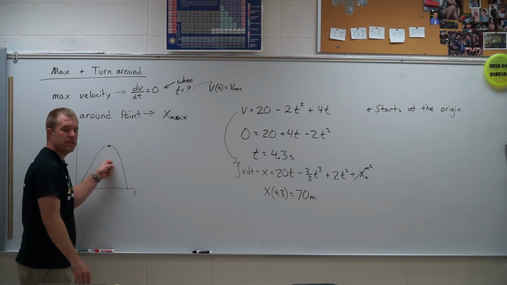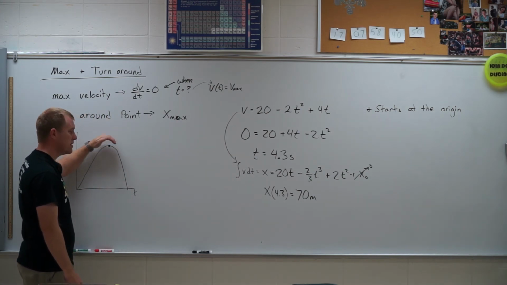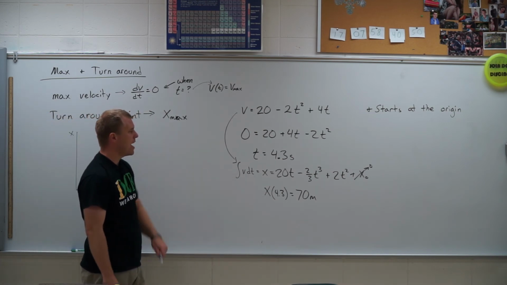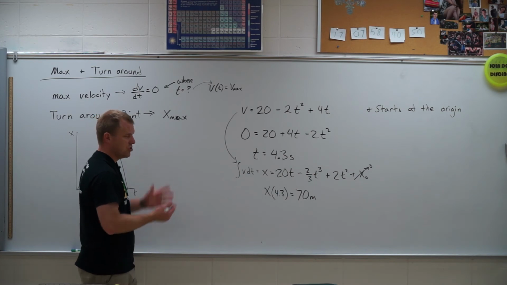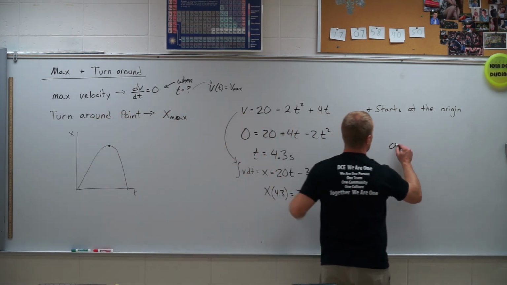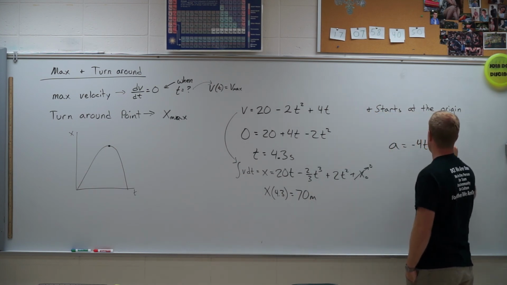An easy way to figure out if it's a max or min, just graph it. So here, it's definitely a maximum because it's concave down. I could check that by looking at that acceleration function at 4 seconds. Just to humor you here, I will. So our acceleration function was negative 4t plus 4.